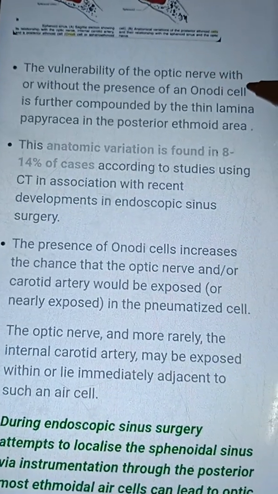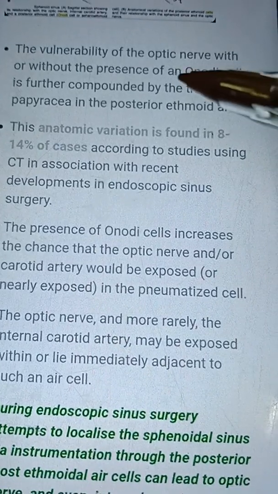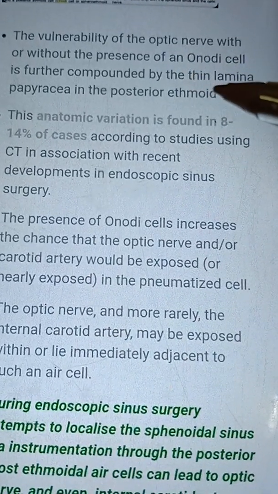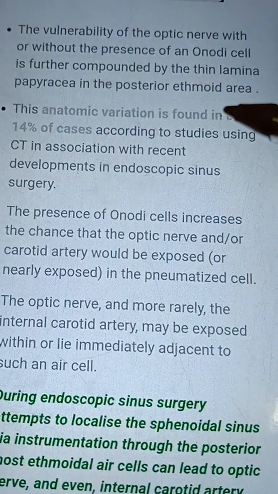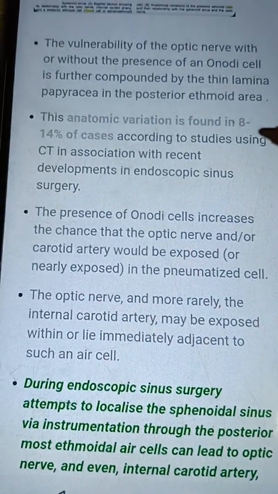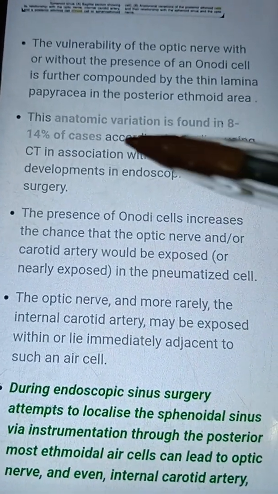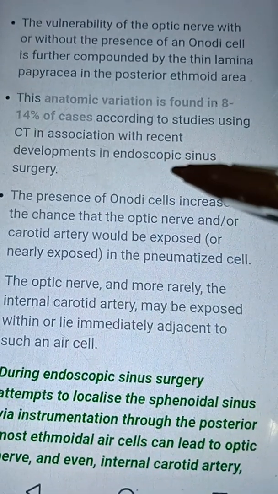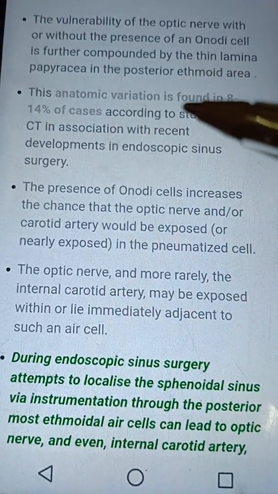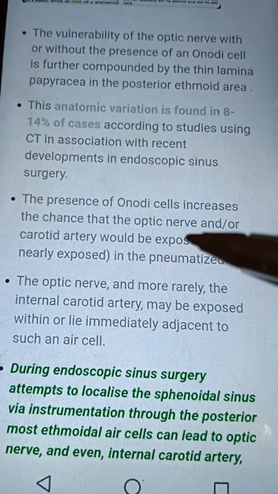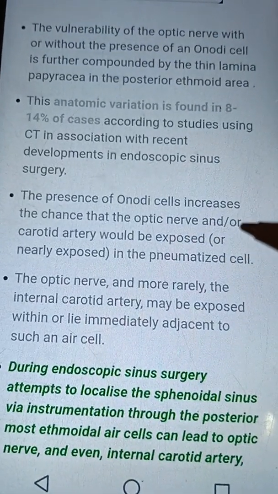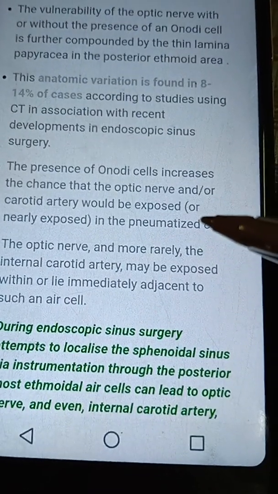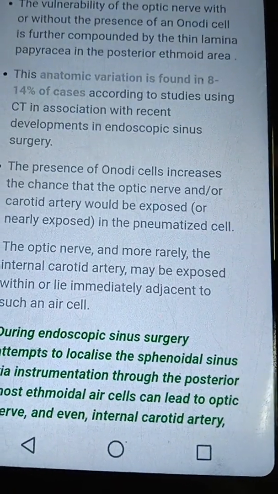The vulnerability of the optic nerve, with or without the presence of an Onodi cell, is further compounded by the thin lamina papyracea in the posterior ethmoidal area. This anatomic variation is found in 14% of cases according to studies using CT, in association with recent developments in endoscopic sinus surgery. The presence of an Onodi cell increases the chance that the optic nerve and/or the carotid artery would be exposed in the pneumatized cell.